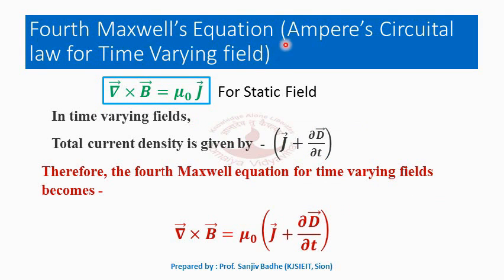Fourth Maxwell equation was written for static field as curl of B bar equal to mu naught J bar, but in time varying fields the total current density is not J bar, but it is J bar plus del D bar by del t, and therefore fourth Maxwell equation for time varying fields can be written as curl of B bar equal to mu naught times J bar plus del D bar by del t. So this is the fourth Maxwell equation for time varying fields.